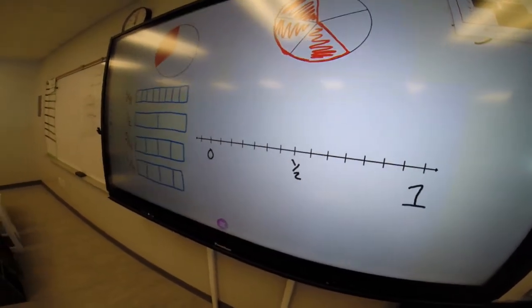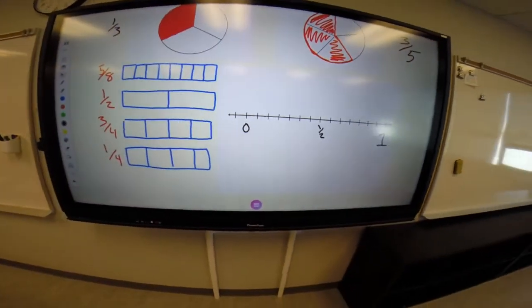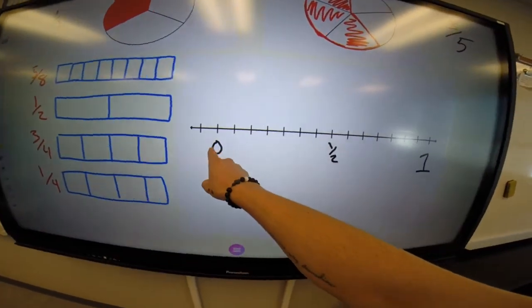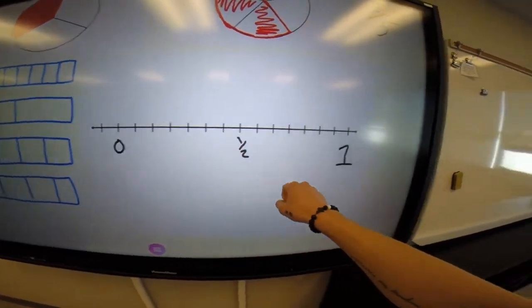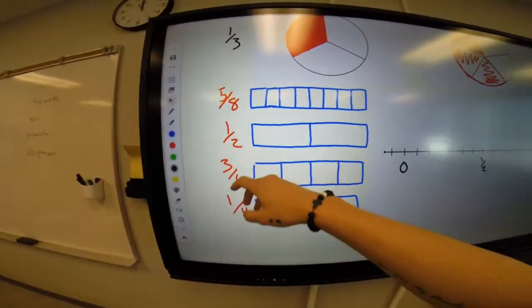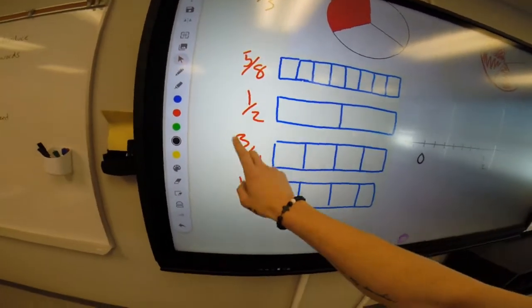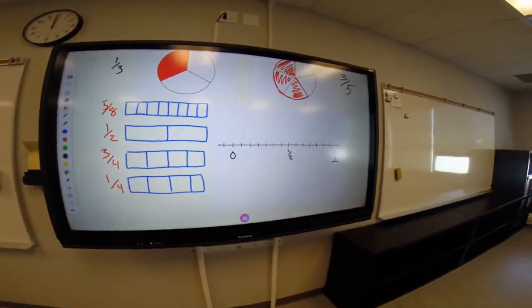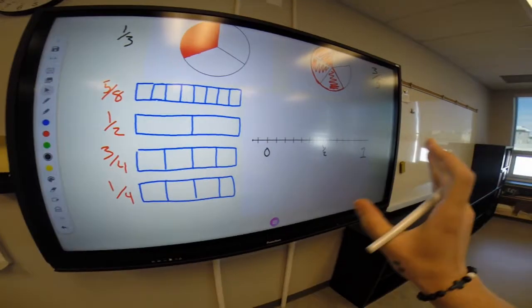And then the next one, all right, we can use a number line. To use a number line, I have my number line: 0, I put half, and then 1, right? And I have my fractions beside here. So I'm going to take 5/8, 1/2, 3/4, and 1/4. I'm going to put that onto my number line according to where they would land.